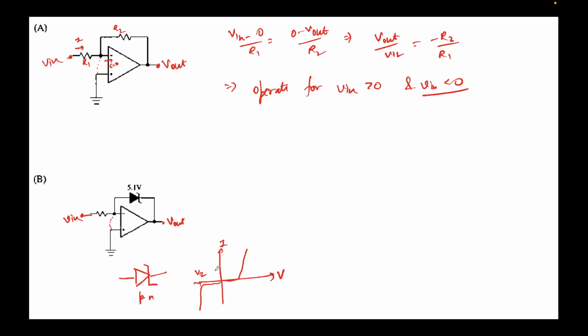So what this effectively means is that even for negative bias, if you cross VZ, this diode can sustain huge amounts of current, a few milliamps of current. It can easily sustain that.